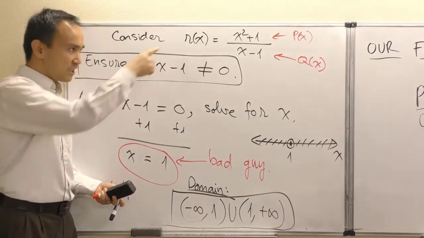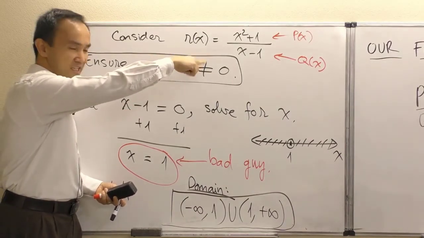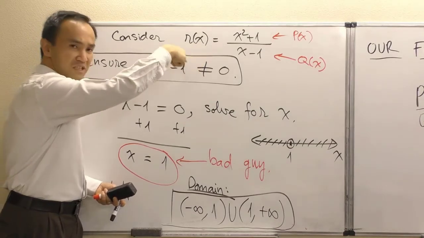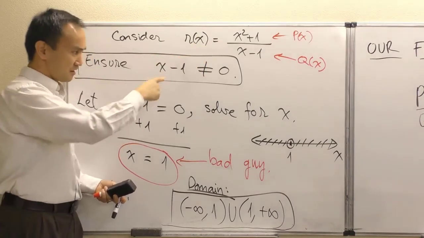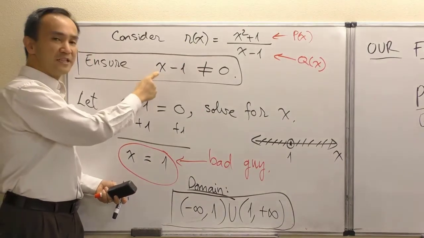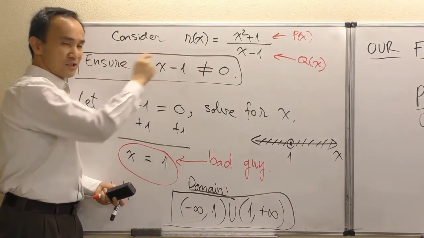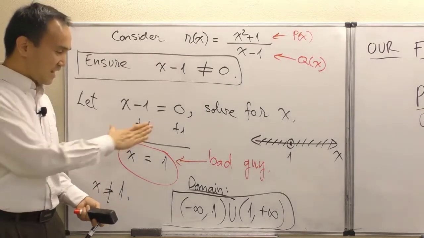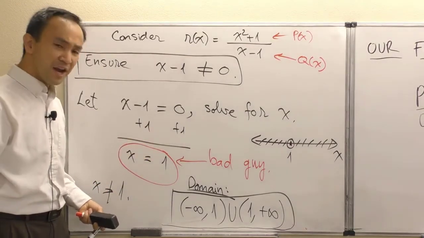Once we know the denominator is other than a constant, then it can become a 0 right there. So our job here is to ensure the denominator is non-zero. All right, so that's how we found the domain.